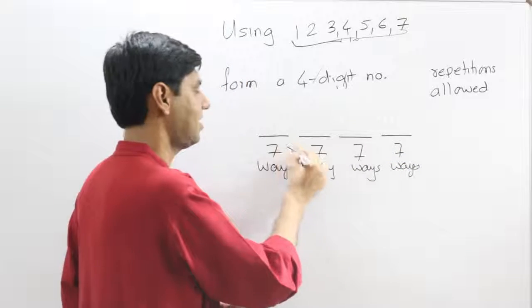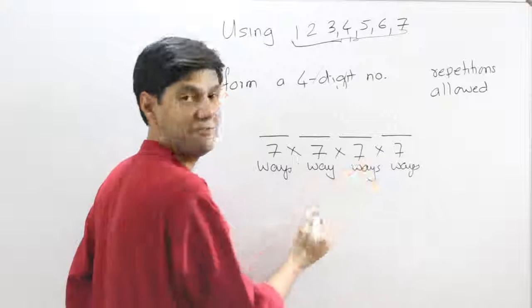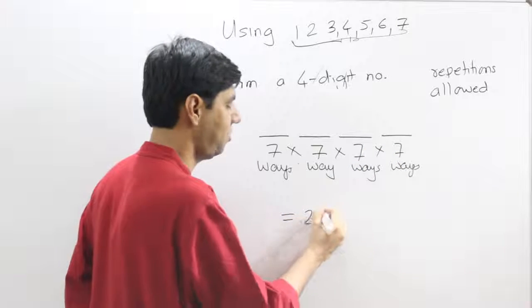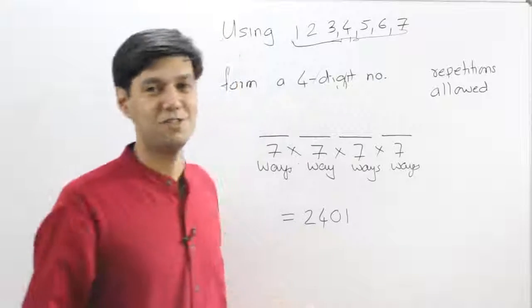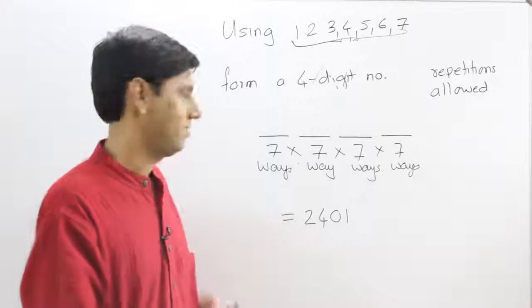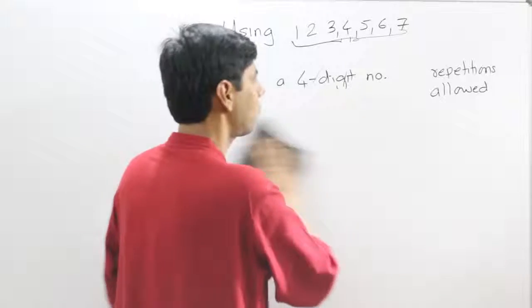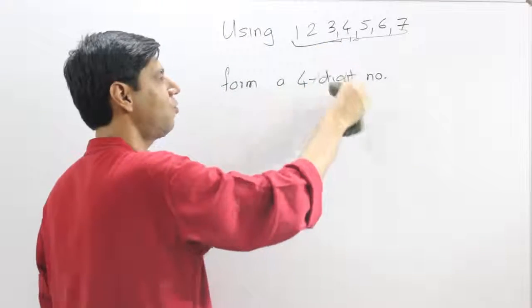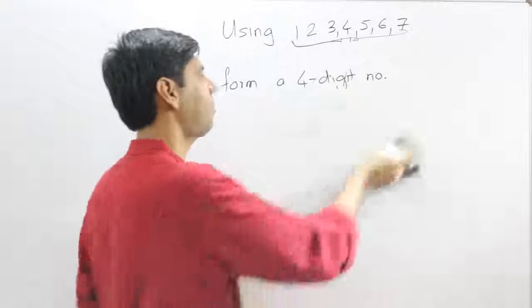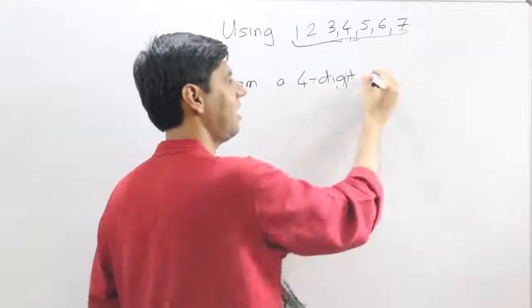Right? And the answer is 7 into 7 into 7 into 7, 7 raised to 4, which you should be aware of, at least it will help you in your number systems, to be 2401 ways. Right? Okay. So what changes are allowed? So here there was no condition given. How about I add a condition, 4-digit even number?